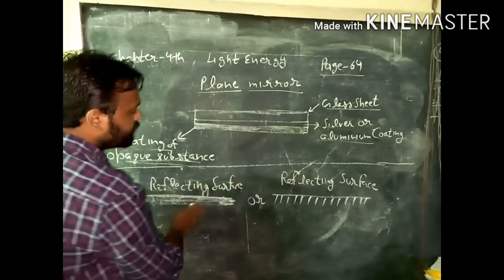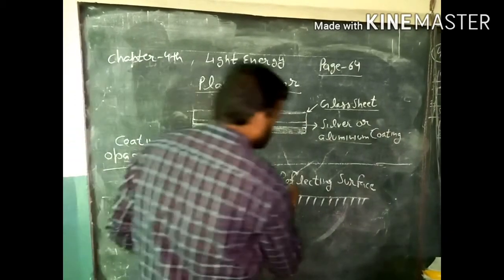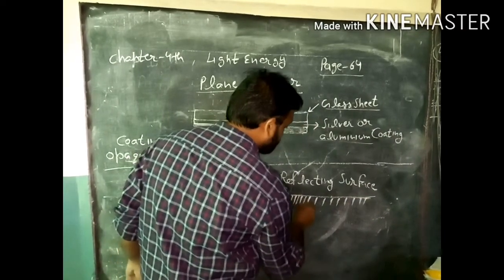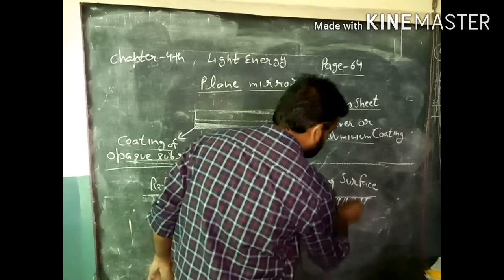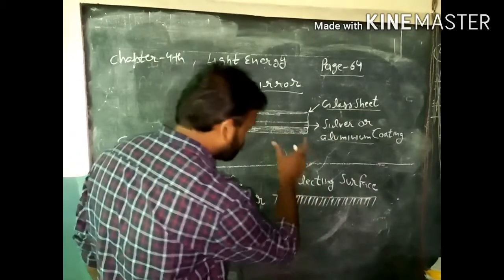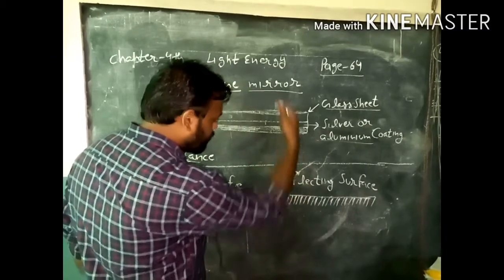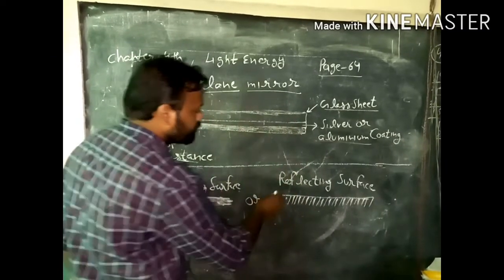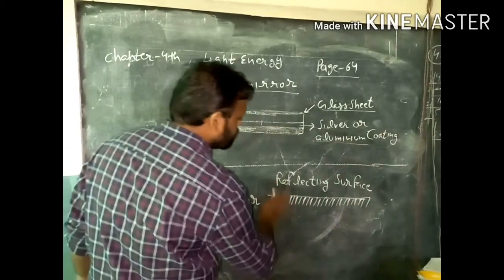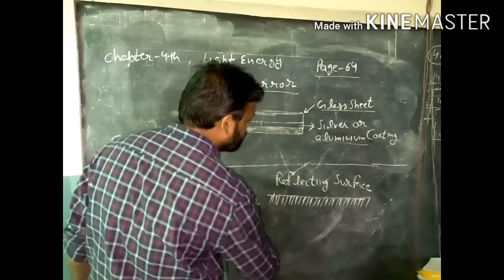So like this way we can show the plane mirror, or we can also use a simple line and then inclined lines like this. With the help of these inclined lines we are also representing plane mirrors. So in physics, when we are drawing the diagram of the plane mirror, we can use this diagram or we can use this one. Both are representing the plane mirror.